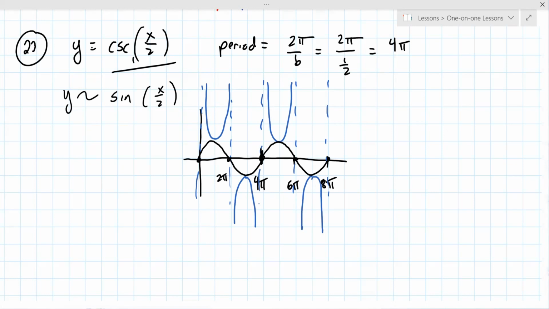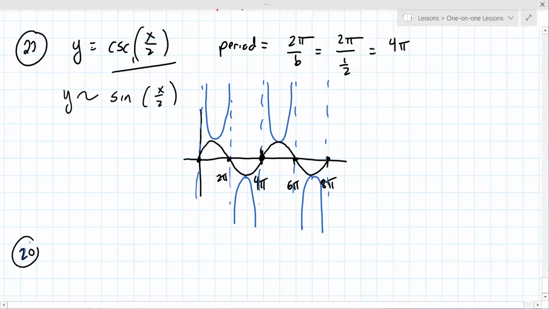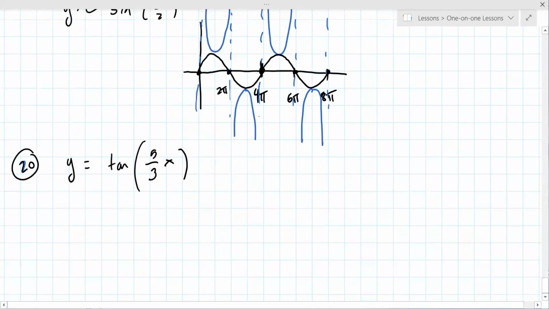Okay, we still have 20 and 21 to do, and then 24. So 20, I guess we'll do 20 next. 20 is y equals tangent 5/3 x. Okay, now before we do that, if you don't have Desmos open, you'll want to open Desmos, and I want to make sure you know what the parent function of a tangent looks like, because it's very easy to get it not correctly identified.